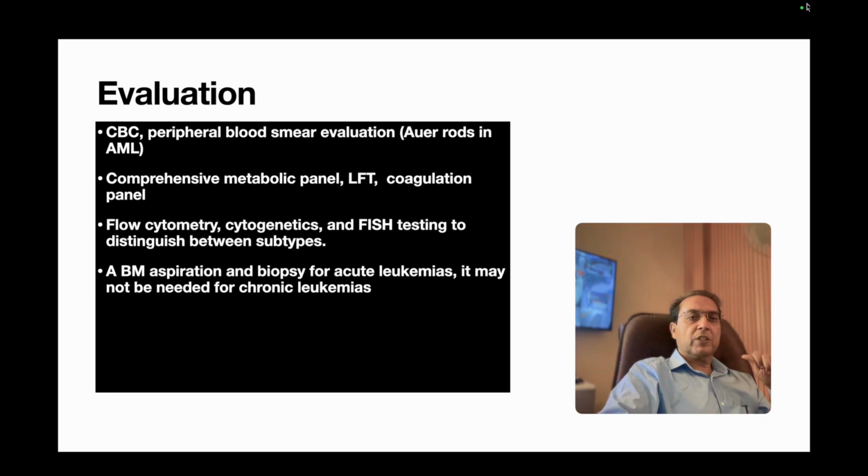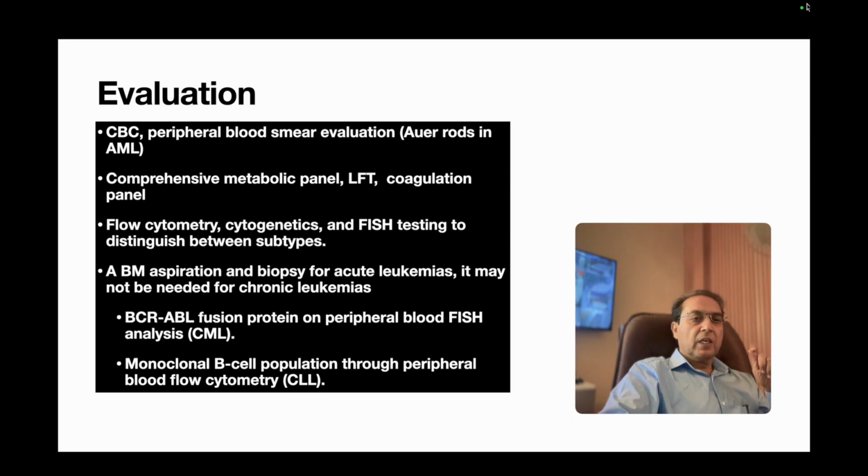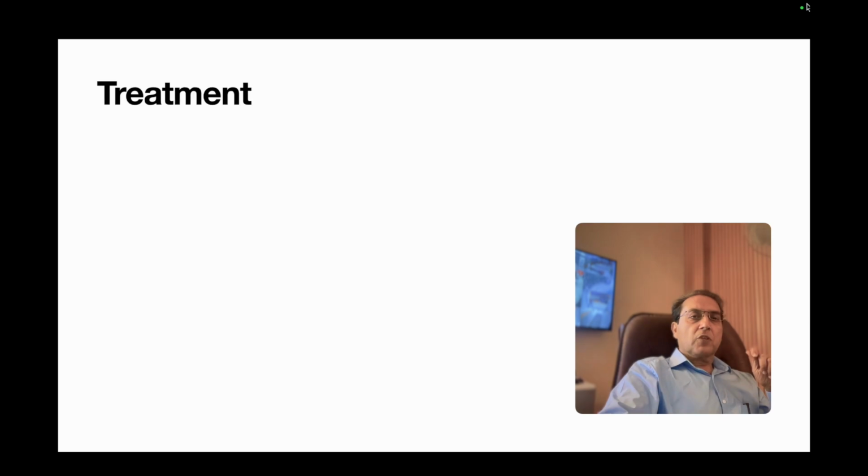A bone marrow aspiration biopsy for acute leukemia may be required, but for chronic leukemias, bone marrow biopsy generally is not required because the peripheral blood examination gives us the diagnosis. For example, the BCR-ABL fusion protein and peripheral blood FISH analysis tells us about CML, or chronic myeloid leukemia, while a monoclonal B cell population through peripheral blood flow cytometry can tell us about the presence of chronic lymphocytic leukemia.